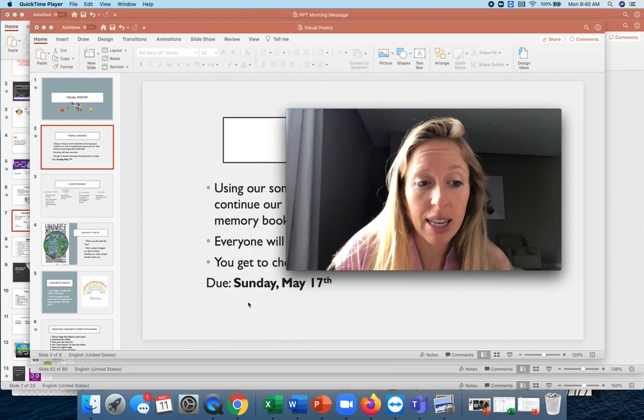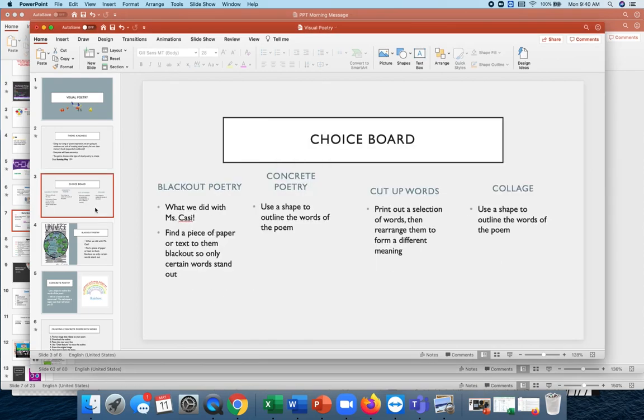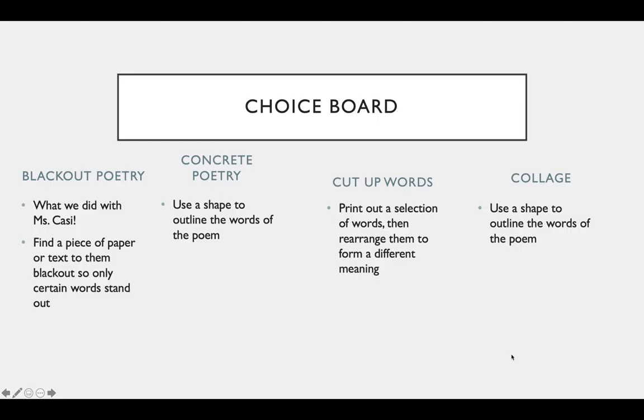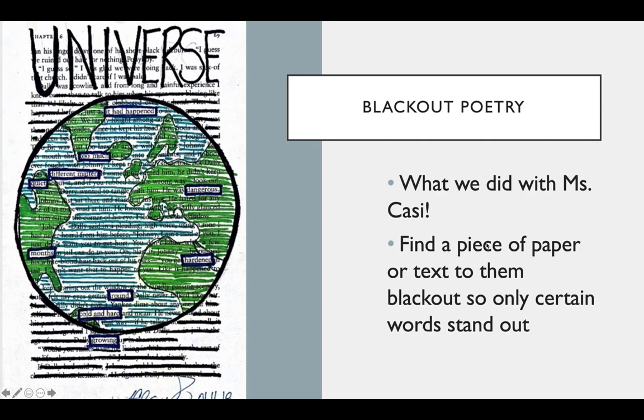Okay, so due on Sunday. You might already have ideas. This was related to our choice board from last week, where maybe you want to do a blackout poem like we did with Miss Cassie. Maybe you want to do a concrete poem, which I'm going to be showing you more today. That's the point of today's lesson. Or the cut up words, which I also went over last time, or maybe you wanted to do a collage. So blackout poetry is what we did with Miss Cassie.